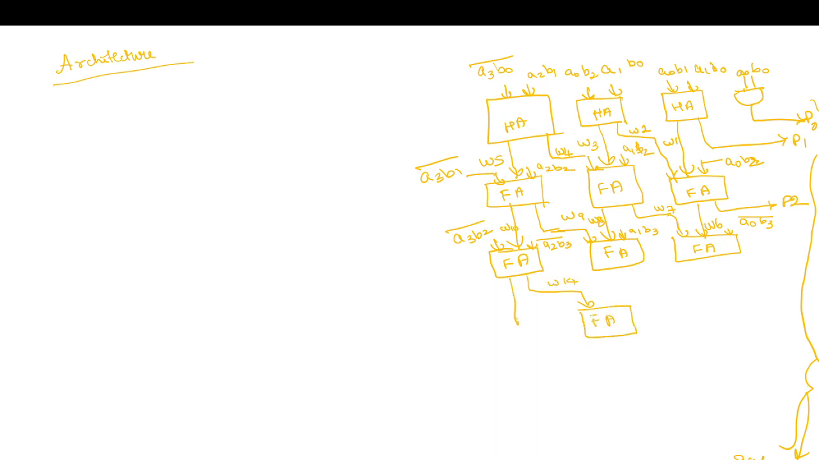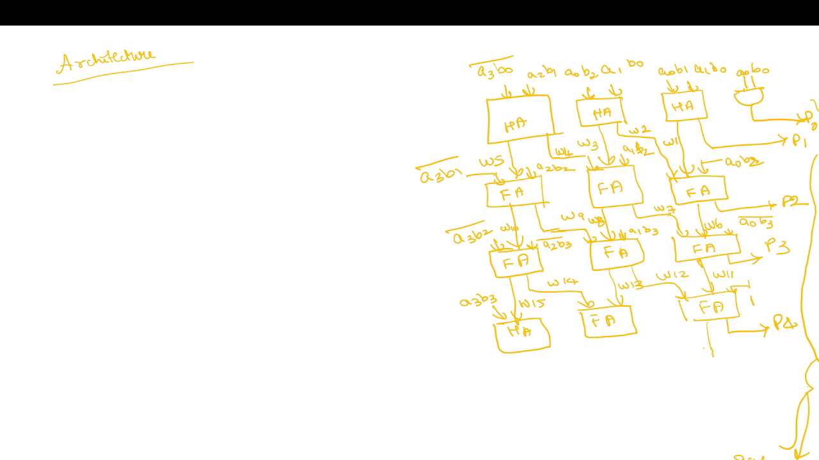W14, W15, B3 B3, W13, W10, and here I need 1. This output is P3, this output is P4.